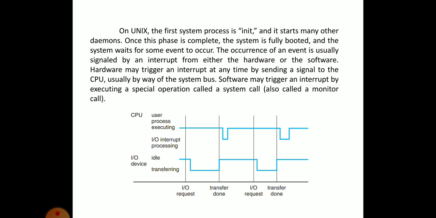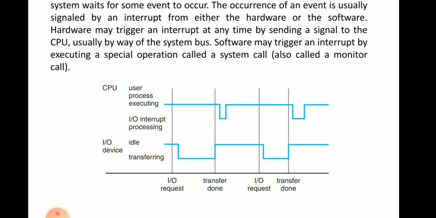Usually the system calls or the interrupt signal will be sent to the devices through the system bus. And software may trigger an interrupt by executing a special operation called a system call. It is also called a monitor call. Let's see the figure, which indicates the timeline of the CPU processing and the processing of I/O devices.